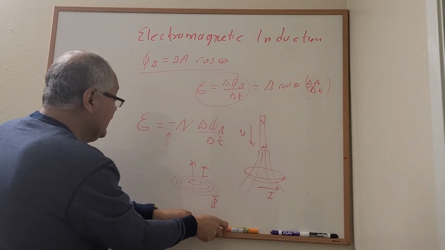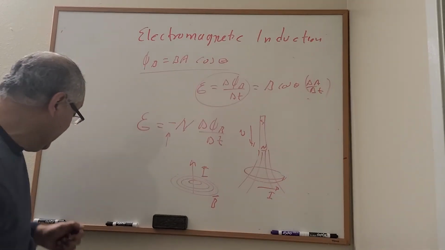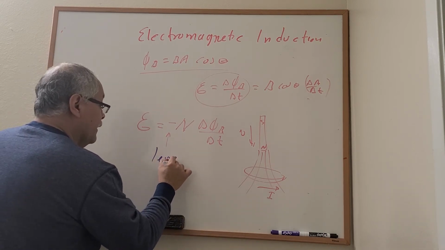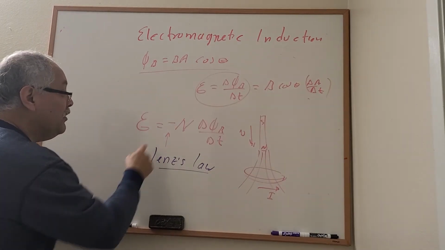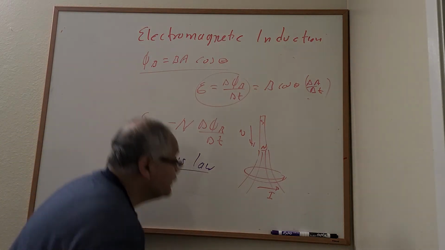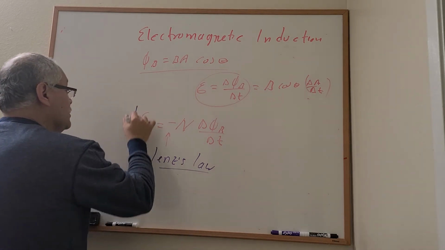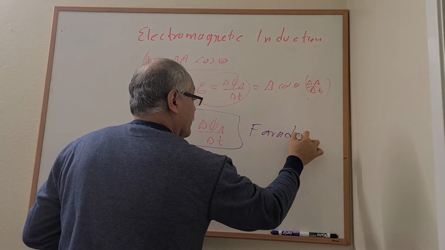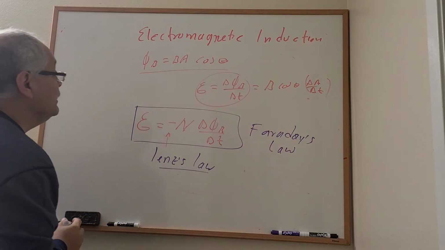Negative sign. This negative sign by itself is called Lenz's law. Only the sign, but the whole thing is called Faraday's law. Faraday's law. This is a very important law in this chapter.